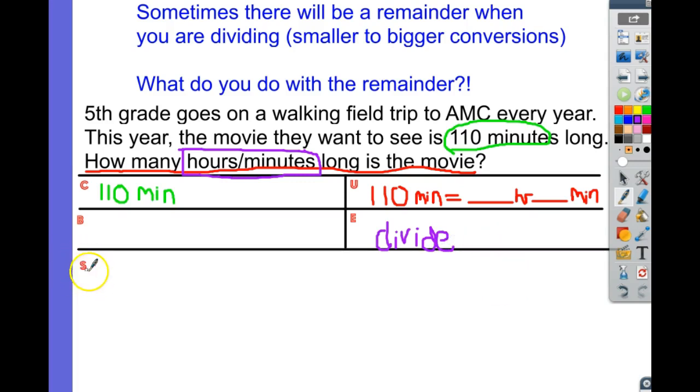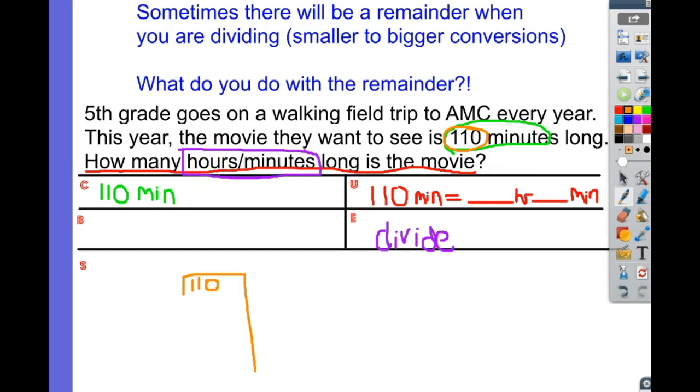Now, the S is the final step. The S stands for solve. So now what we have to do is actually do our division. I told you guys before, you're going to take this number right here, and that's going to be my dividend. So I have that written down as my dividend. Now I just have to figure out what my divisor is going to be. Well, let's think about it. Remember, I just said we're going to say, how many minutes are there in 1 hour?